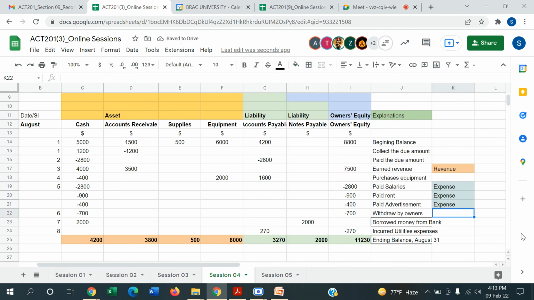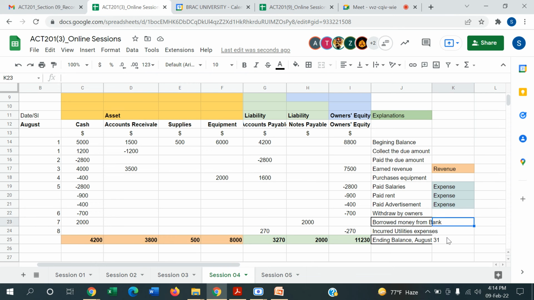Then withdrawn by the owner: drawings. Is it a part of revenue or expense? I don't think so, sir. It's not a part of expense or revenue. It's a separate account in the name of drawings.